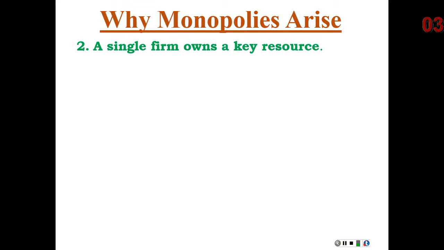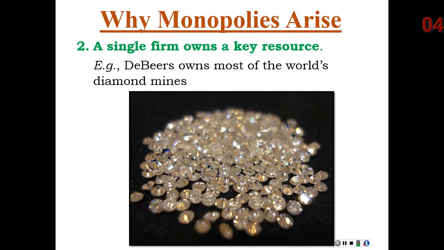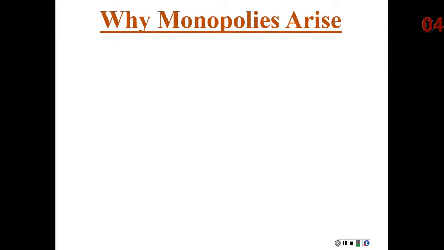Another barrier to entry is that a single firm can own a key resource. This would be like De Beers Diamonds. De Beers owns something like 80% of the world's diamond mines, and so clearly they have tremendous market power when it comes to diamonds. They're very close to a perfect monopoly, and it's not because other firms don't want to get in, or that they can't legally get in. It's that they don't own the diamond mines. De Beers does. So they're a monopoly.